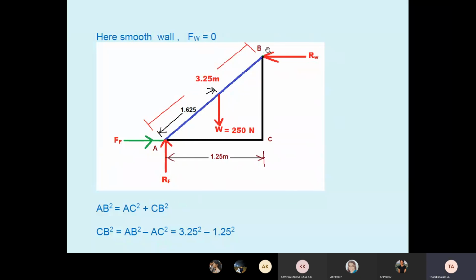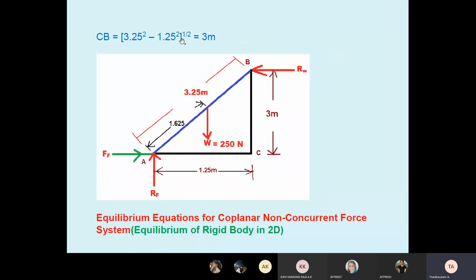So we know this is a right angle triangle. AB squared equals AC squared plus CB squared. We want CB, therefore take note, CB squared equals AB squared minus AC squared. What is AB squared? 3.25 squared. What is AC squared? 1.25 squared. So take the square root, and CB equals 3 meter. So I mark 3 meter. Students, 3 meter I mark.